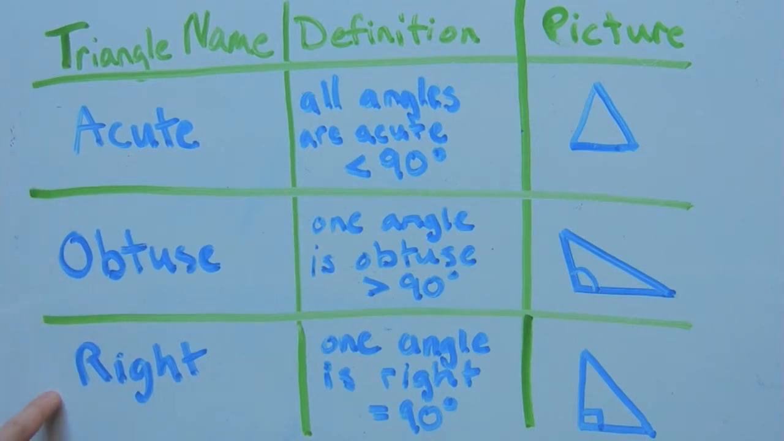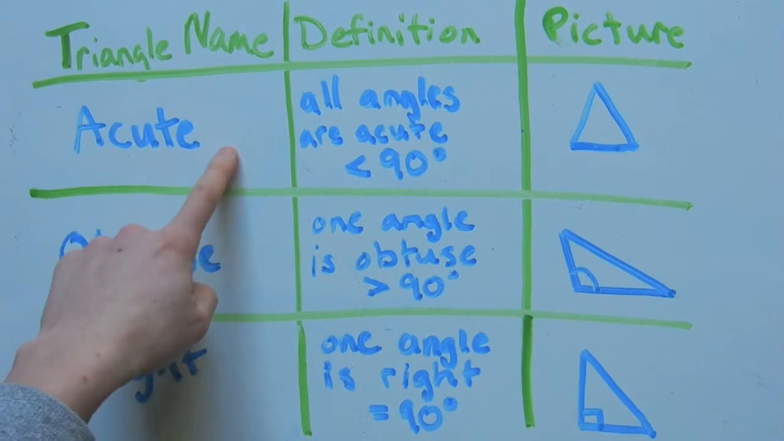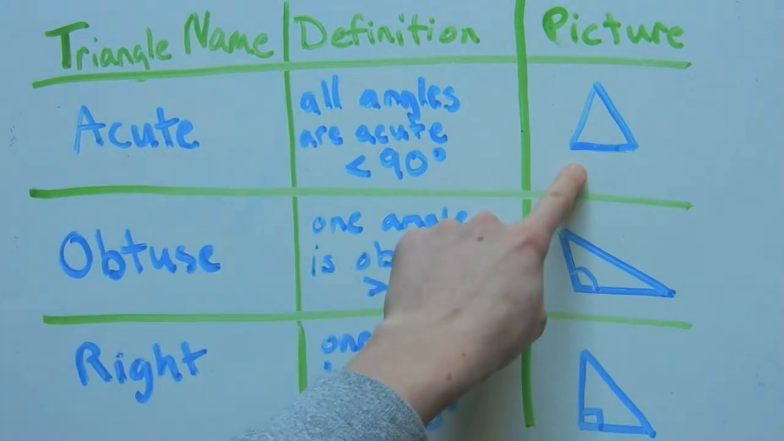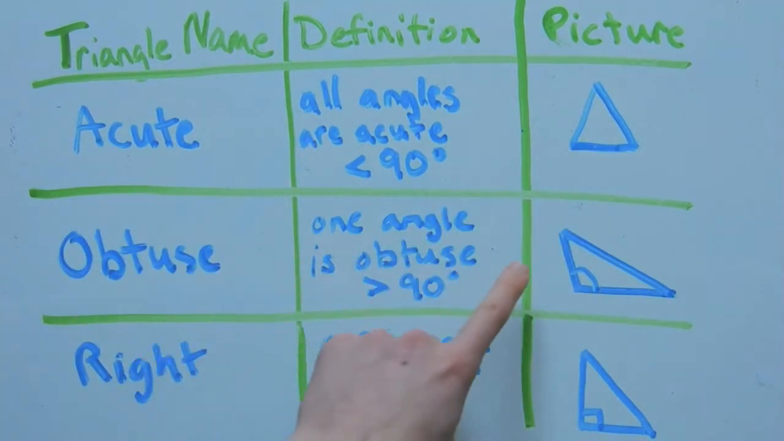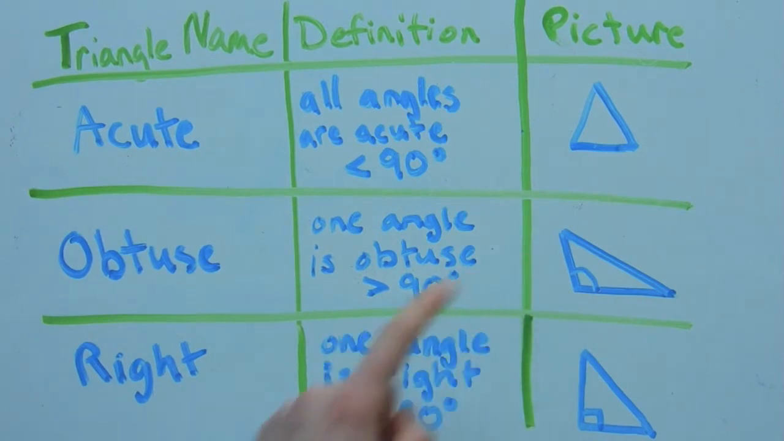Those are the three different types of triangles when classifying by angles: acute, all interior angles are acute; obtuse, one interior angle is obtuse; and right, one interior angle is right.